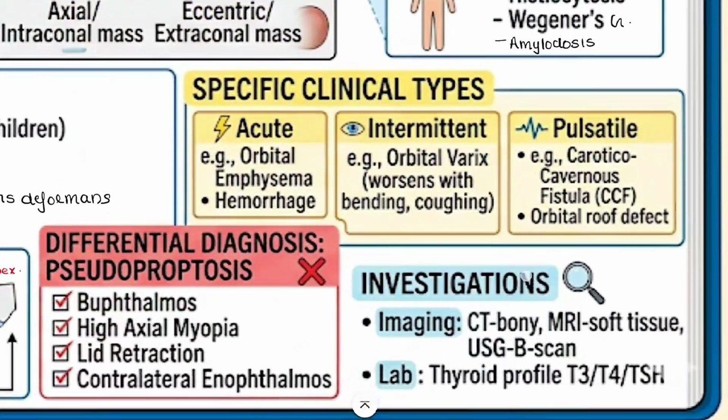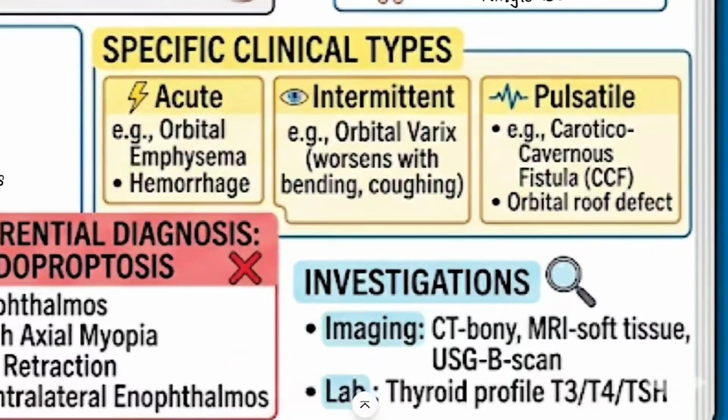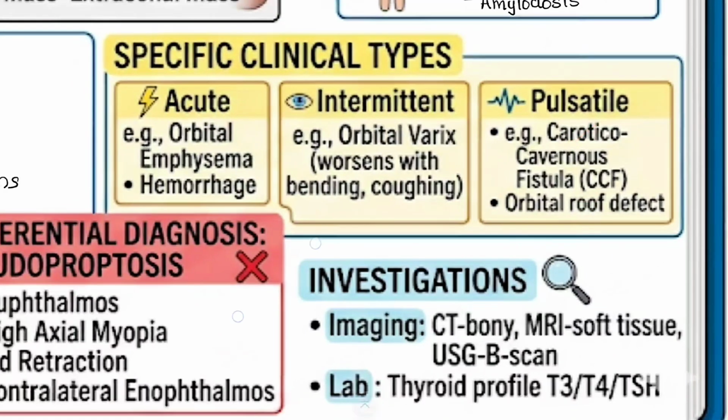Now specific clinical types: acute, intermittent and pulsatile. Acute mainly occurs in orbital emphysema due to fracture of the orbital walls like the medial wall, and also in orbital hemorrhages. So orbital emphysema and hemorrhages, mainly trauma and hemorrhage. Intermittent is seen only intermittently, that is during bending, coughing, during Valsalva maneuver, and this is known as orbital varix. Pulsatile proptosis is due to vascular causes like carotid cavernous fistula, roof defects and so on.